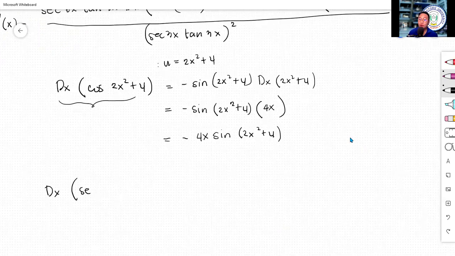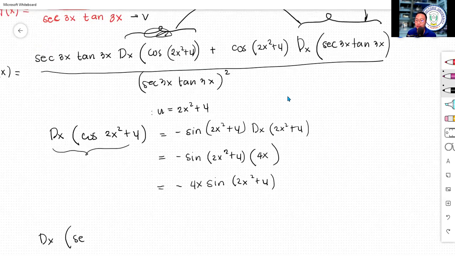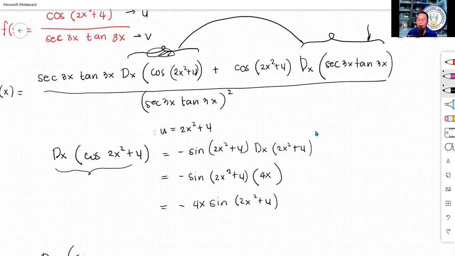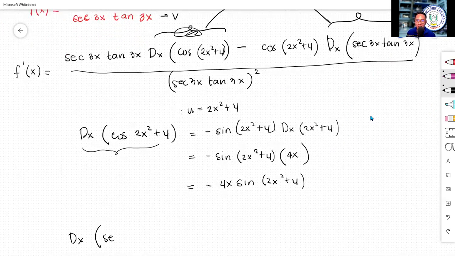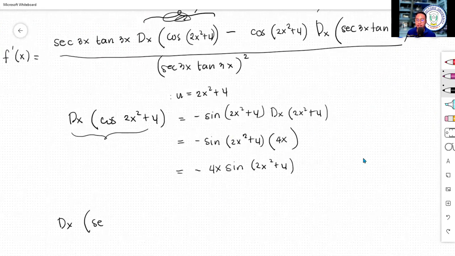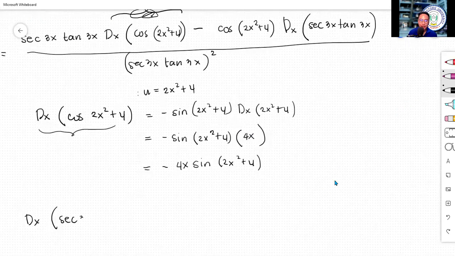Sir, in your formula, the operation in the numerator is minus. Yes, sir, thank you so much. Good catch. It's minus, but the rest of the solutions are correct. Yes, sir. Secant 3x, tangent 3x.